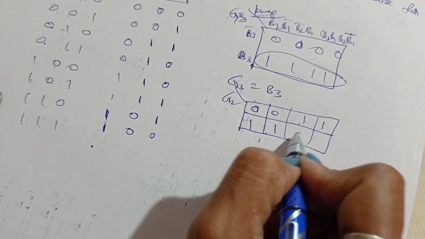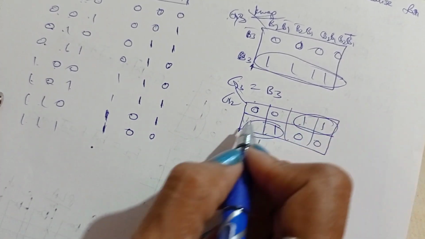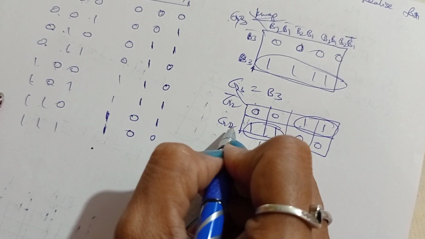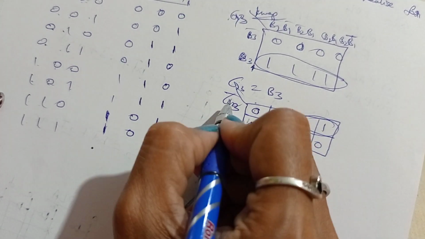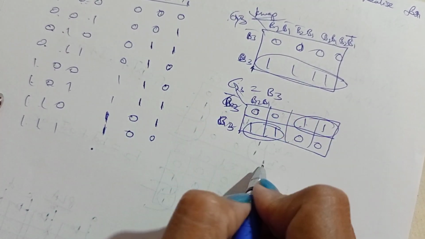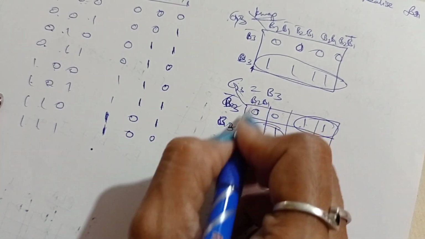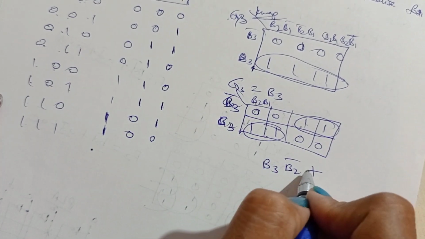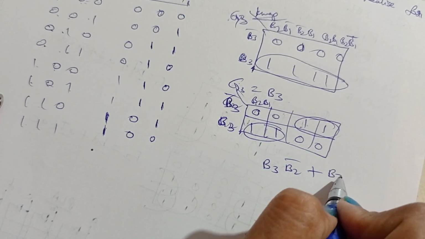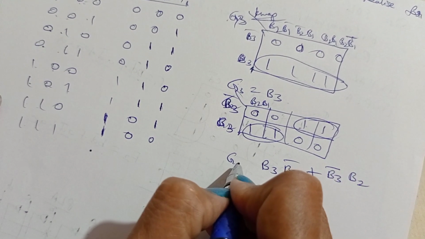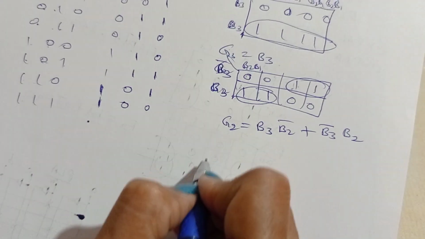That is 0, 0, 1, 1, 1, 1, 0, 0. So this becomes one pair, this becomes one pair. That is G2: this is B3, B2, B1. B3 is from here, B2 bar, plus from this B3 bar and B2. This becomes G2.